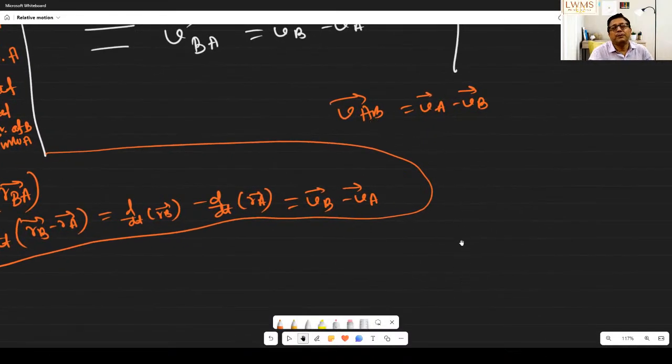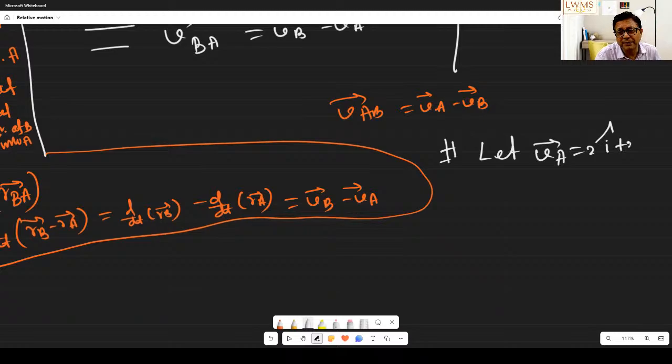So, the question, if I ask you, the question already I have asked you. Suppose somebody gave just a question to you. I have collected many questions, but I am not going there. Simple question. With these simple questions, you understand the topic first. Let VA equal to 2i plus 3j. VB equal to 4i plus 2j. Okay?